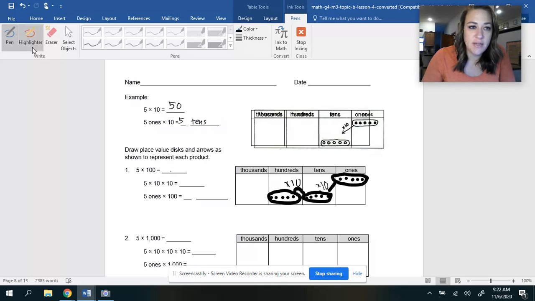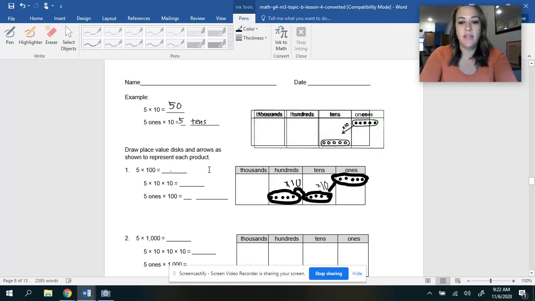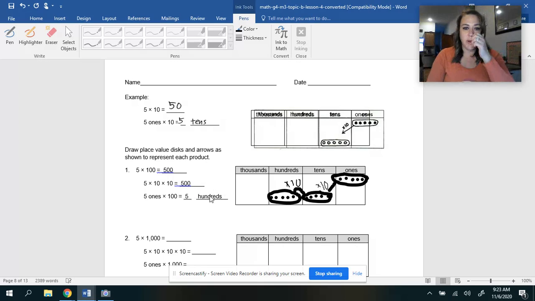So when we come back over here, we can say, well, 5 times 100, that gave us 500. 5 times 10 times 10, that gave us 500. 5 ones times 100 gave us 5 hundreds, if we want to show that in our word form.